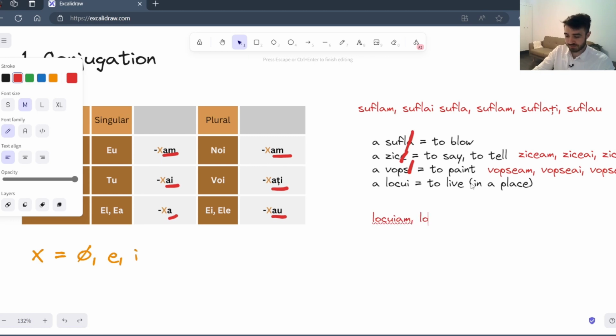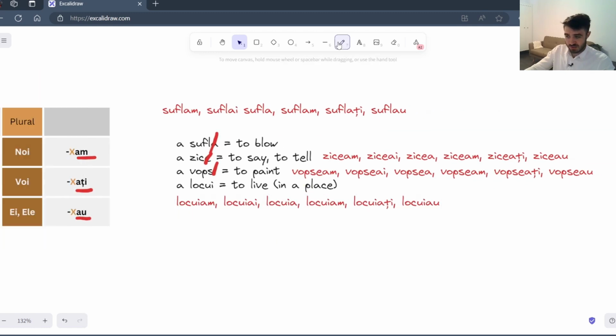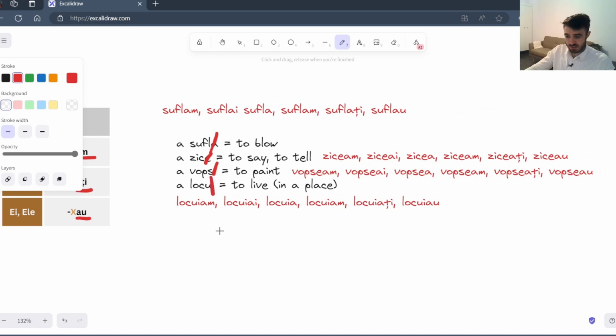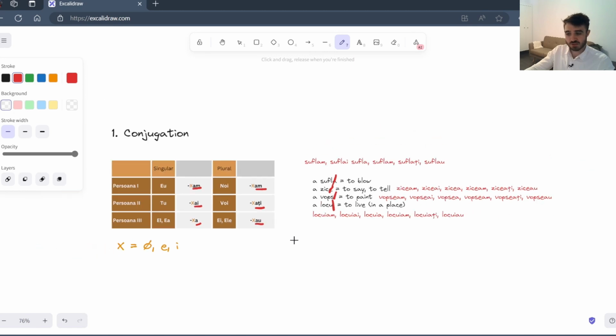Locuiam, locuiai, locuia, locuiam, locuiați, locuiau. So here you see it again happening. You remove the I and then you add I, am, I. So iam, iai, ia, iam, iați, iau. That's it with the conjugation.